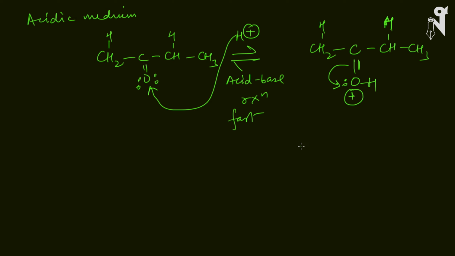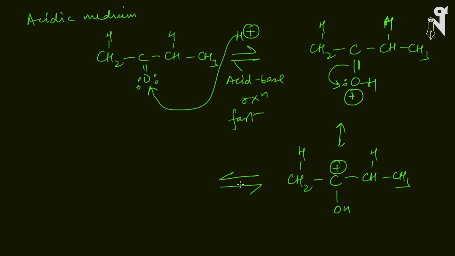When this happens, this will get converted into CH2, COH. The positive charge on oxygen will be gone, and the carbon will get a positive charge over here, and then CH, CH3. So this is the carbocation I'm getting. Now this is your fast step, and the next step is going to be your slow step, which is going to be the RDS, that is the enolization step.